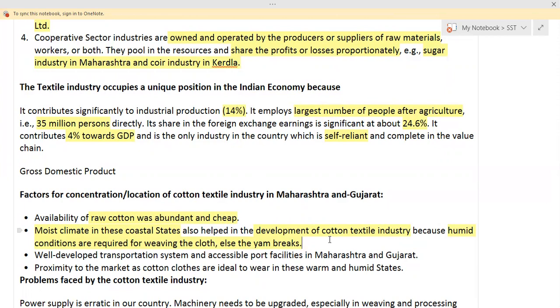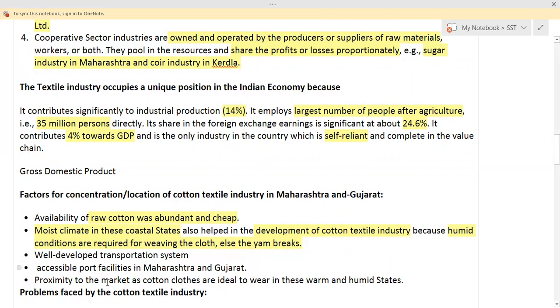Well developed transportation system and accessible port facilities. So we can make this a different point: well developed transport system is there in Maharashtra and Gujarat.